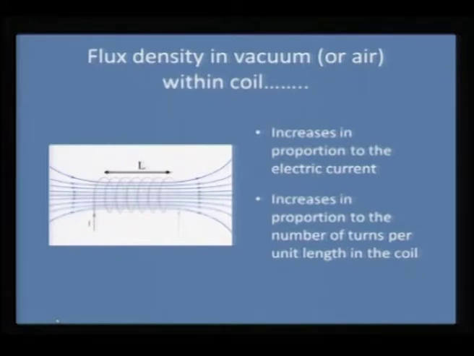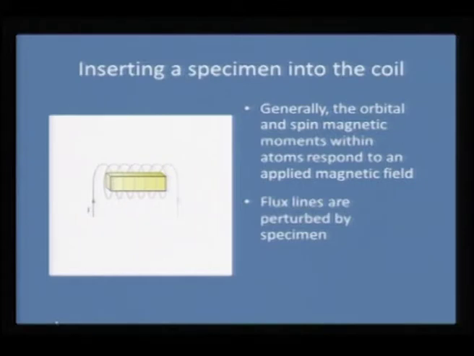So, the flux density can be in vacuum within the coil. It increases in proportion to the electric current as we saw, and also it increases in proportion to the number of turns per unit length in the coil. So, that would give you the strength of your electromagnet. Now, once you keep a specimen inside the solenoid, the response of this material to the solenoid will actually determine the magnetization. So, generally the orbital and spin magnetic moments within the atoms respond to the applied magnetic field, and the flux lines are actually perturbed by the specimen.